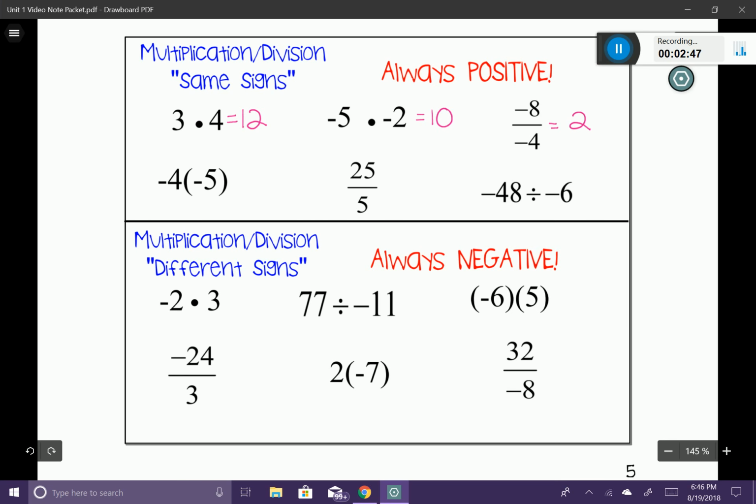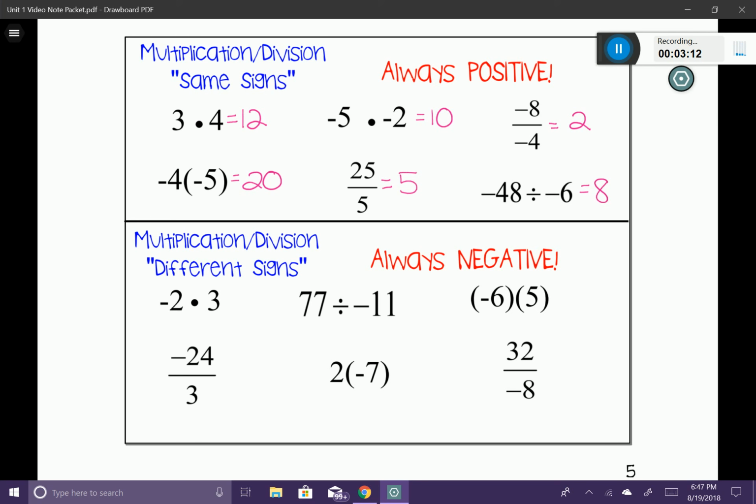Feel free to go ahead and pause the video at this point and try the next three. Negative 4 times negative 5 is going to give us a positive answer of positive 20. 25 divided by 5, both of them are positive numbers. That's going to leave me with an answer of 5. Negative 48 divided by negative 6, that's going to leave me with an answer of positive 8.